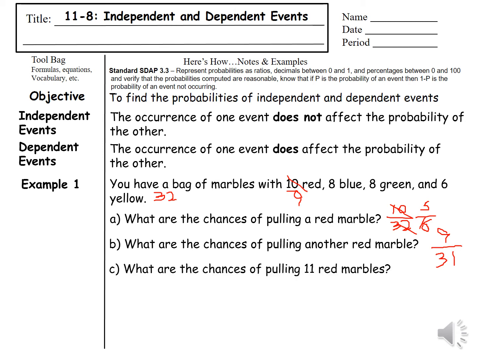So let's see the next one. What is the chance of pulling 11 red marbles? Here is the case. How many red marbles did we have? We had 10 red marbles, but they ask you the chance of pulling 11 red marbles. Is there any possibility you get one more? No, this says 10, right? So is it possible you get 11? There are 0 chances. So the probability is 0 because we have only 10.